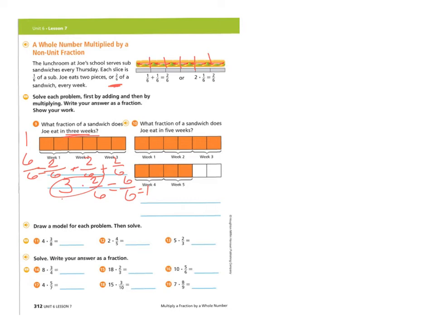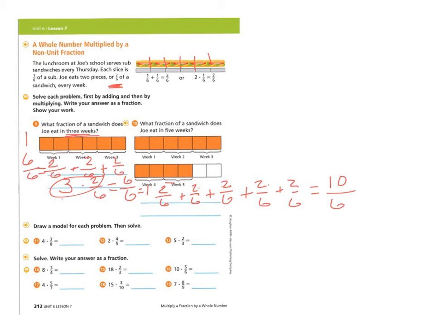Number 10, what fraction of a sandwich does Joe eat in 5 weeks? Okay, so let's do this. We need to remember how much he eats every week. And we're going to use that number repeated. 2/6 plus 2/6, and that's 5 weeks. So we got to do this 5 times. 1, 2, 3, 4, one more. Now we add them together. 2, 4, 6, 8, 10/6. Now let's write this out as a multiplication problem.